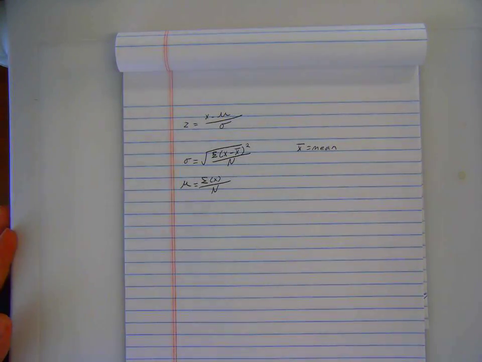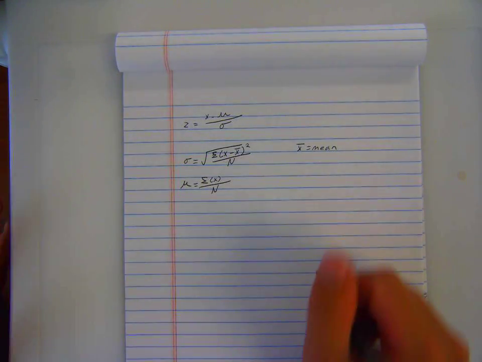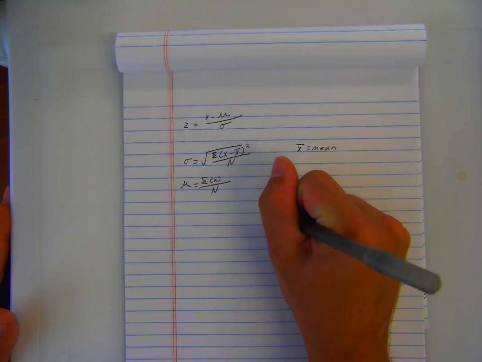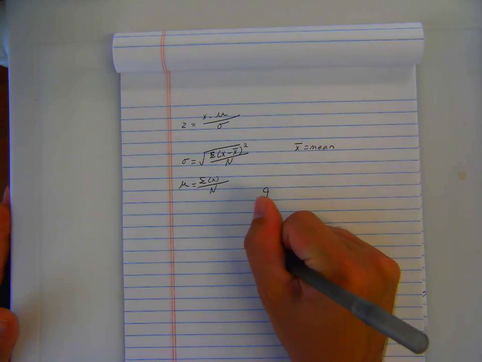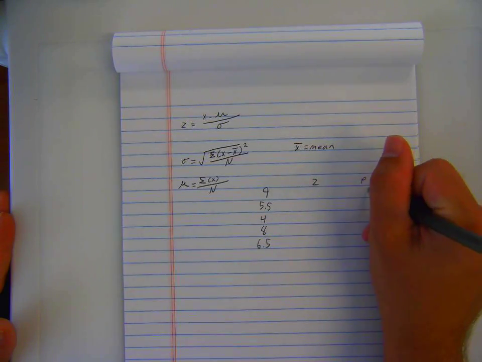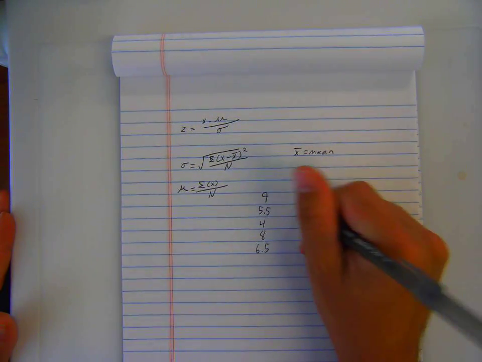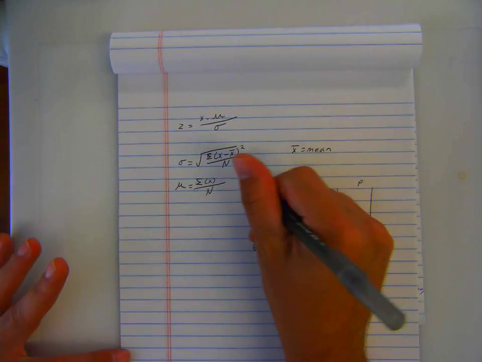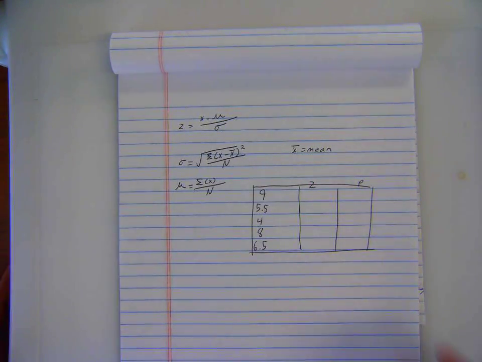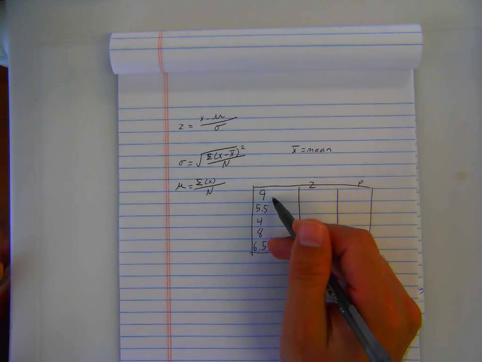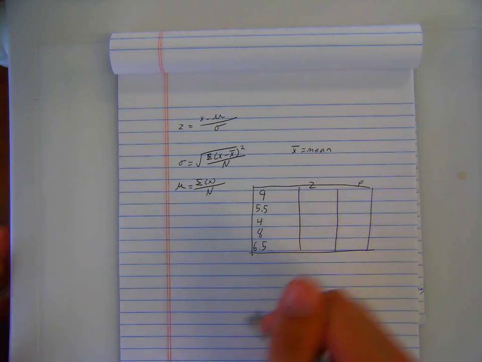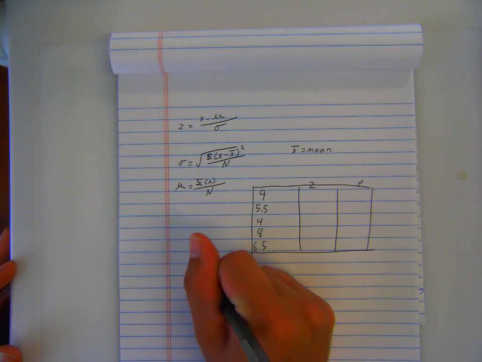So if we take that first part of your homework as an example, we have a couple numbers here. We have 9, 5.5, 4, 8, and 6.5. And it's asking us to find the z-score and also the probability, p. So our first step is to find out what the mean of this is. And of course we can just add these up: 9 plus 5.5 plus 4 plus 8 plus 6.5. Divide that by 5 and we get a mean of 6.6.